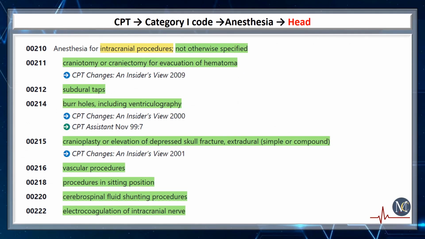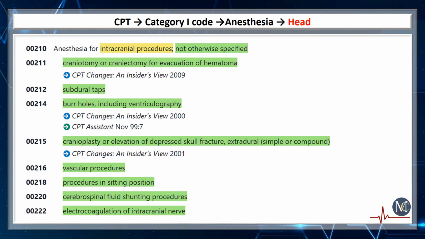Our next code is 00210, anesthesia for intracranial procedure not otherwise specified. Code 00210 is a parent code of code range 00211 to 00222, and these codes are used for anesthesia services for procedures done inside the skull. Code 00211 is craniotomy or craniectomy for evacuation of hematoma. Craniotomy means surgical opening of the skull, and craniectomy means removal of a portion of the skull. Hema means blood, and hematoma means blood clot.